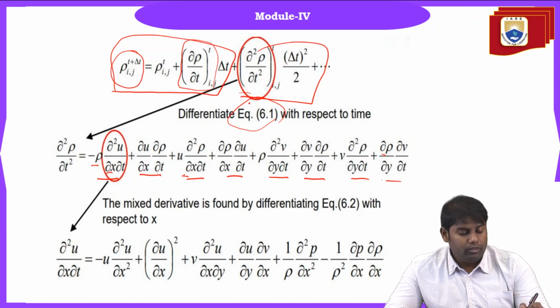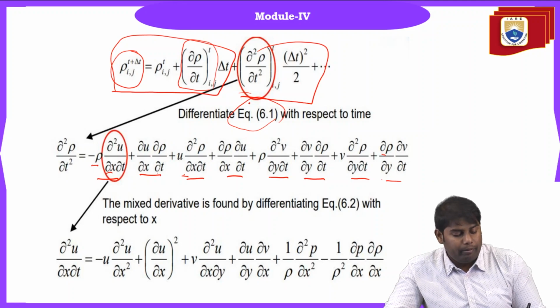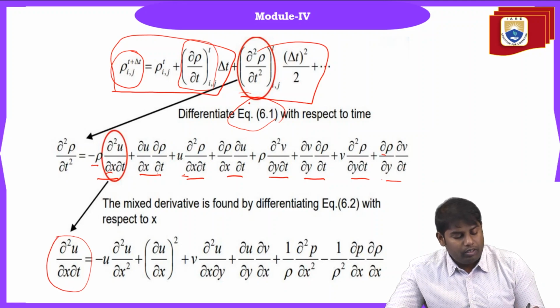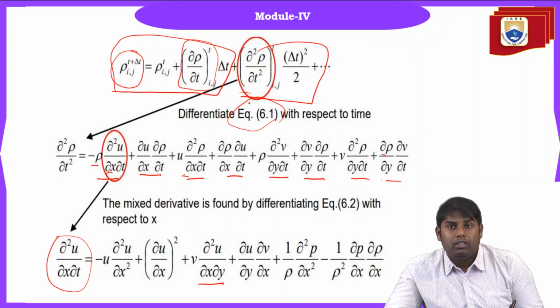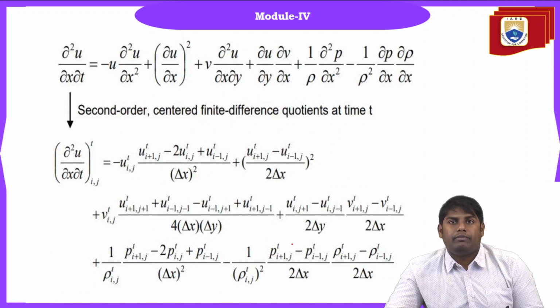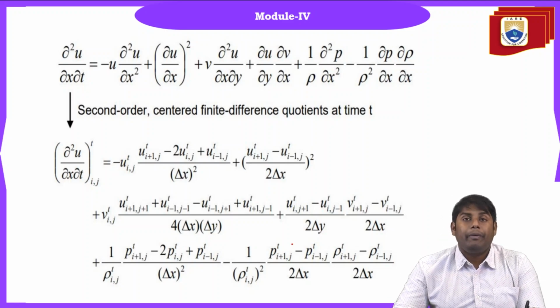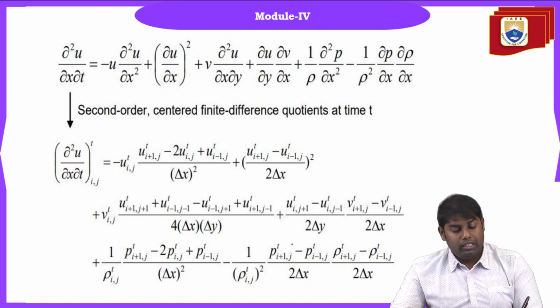Fine. Now, when we differentiate the x momentum equation with respect to time and with respect to x, here you can see dou square u by dou x square, dou u by dou x whole square, plus v into a mixed derivative, dou x dou y. For this, you have to differentiate the x momentum equation again with respect to y. So these terms will come into picture.